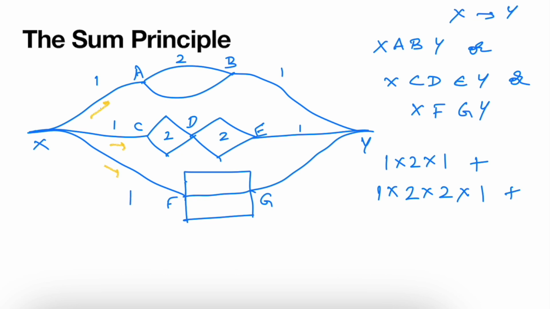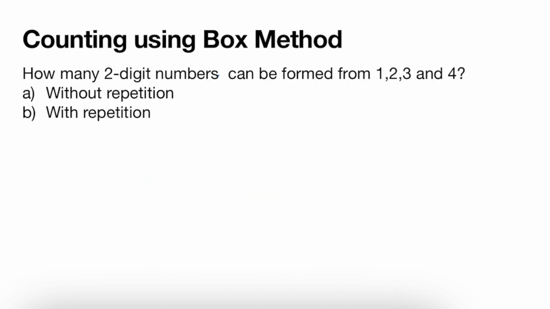We have 1 into 3, there are 3 ways of reaching X to Y through FG. So here we see that it is 2 plus 4 plus 3. We see that there are totally 9 ways from X to Y. Another important method of counting is called the box method of counting. Let's see how to do that.